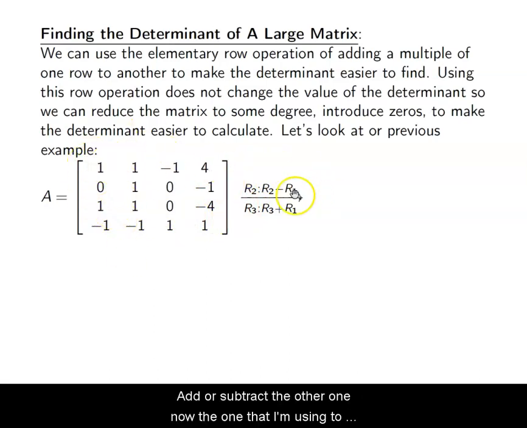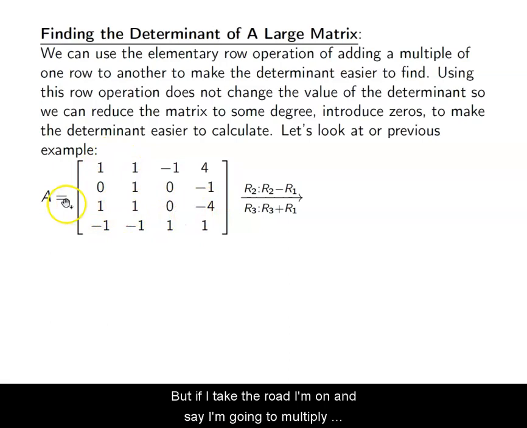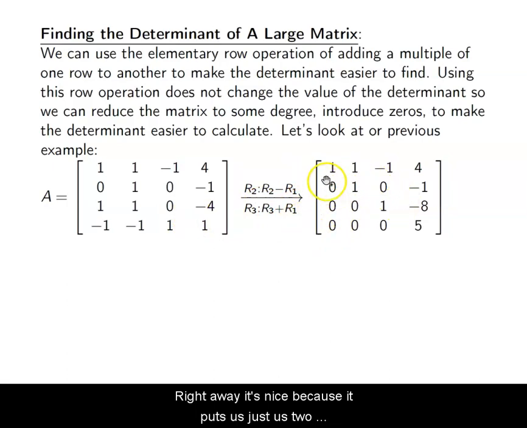Now, the one that I'm using to add or subtract to eliminate, it doesn't matter if I multiply that. But if I take the row I'm on and say, I'm going to multiply this times 3, and then I do stuff, that does actually affect my determinant. So doing these kinds of operations will not. So right away, it's nice because just those 2 operations put us into a triangular matrix. Even if it didn't, and I just had zeros here, that would be a huge start for me. Okay, so I'm in a triangular system now, right?